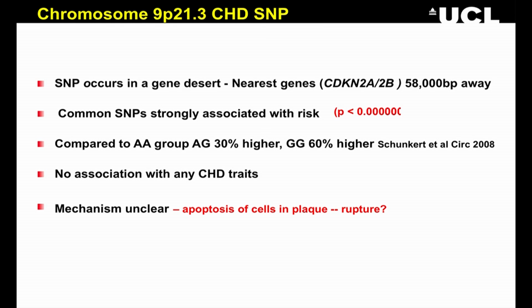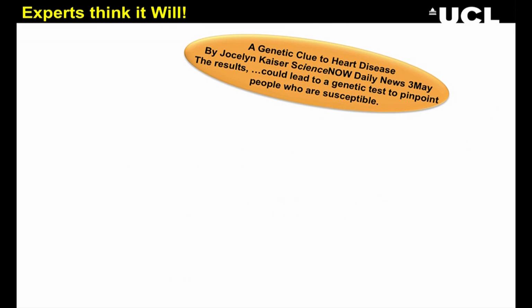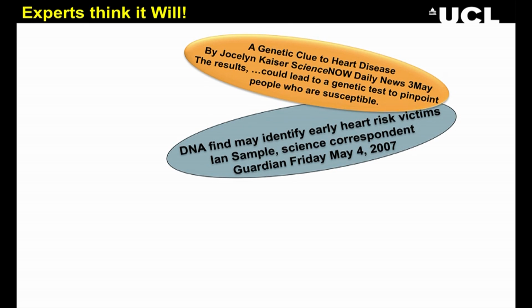Compared to the AA, to people who've got 2 A alleles, if you've got 1 G allele, your risk's 30% higher, 2 G alleles, 60% higher. But interestingly, these GG people weren't fatter, they didn't have high cholesterol, they didn't have high blood pressure. We still don't really know what the mechanism of this is. But it certainly looks like it's going to be of clinical utility, and you can actually buy it now.